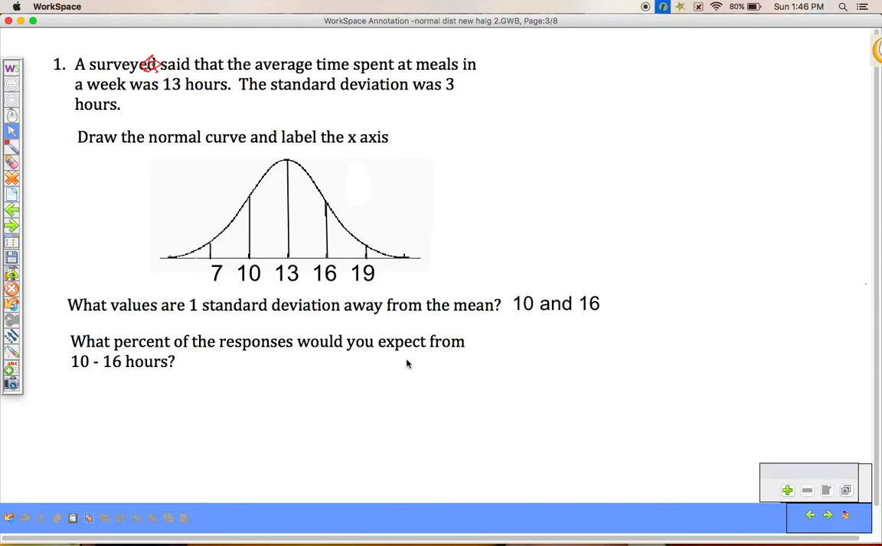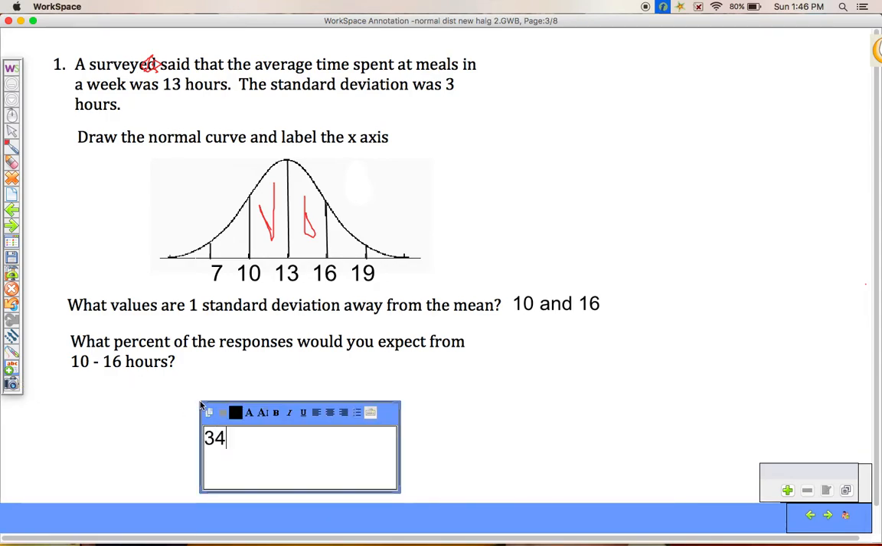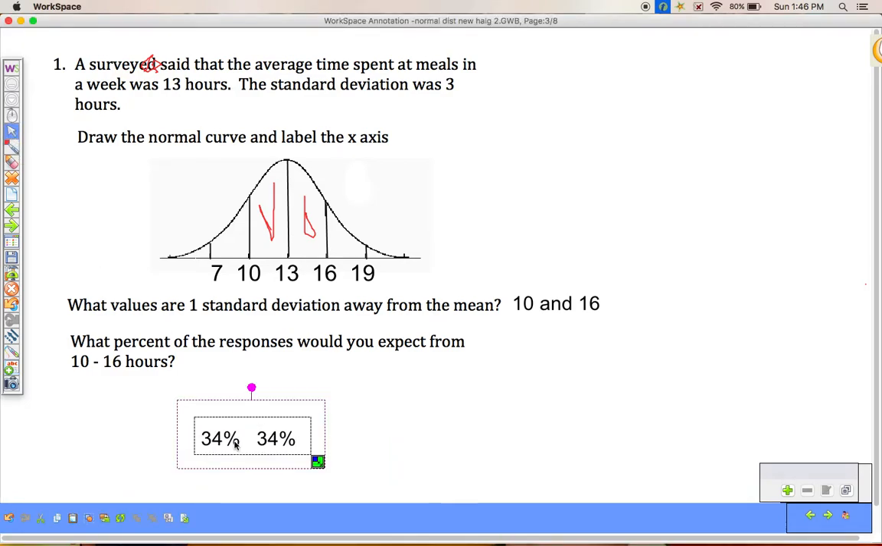What percent of the responses would you expect from 10 to 16 hours? So if we took all the people who did the survey, and we're trying to figure out what percent of the people ate between 10 and 16 hours, if we go back to the last slide, if you remember, in each of these sections is 34% of my data.